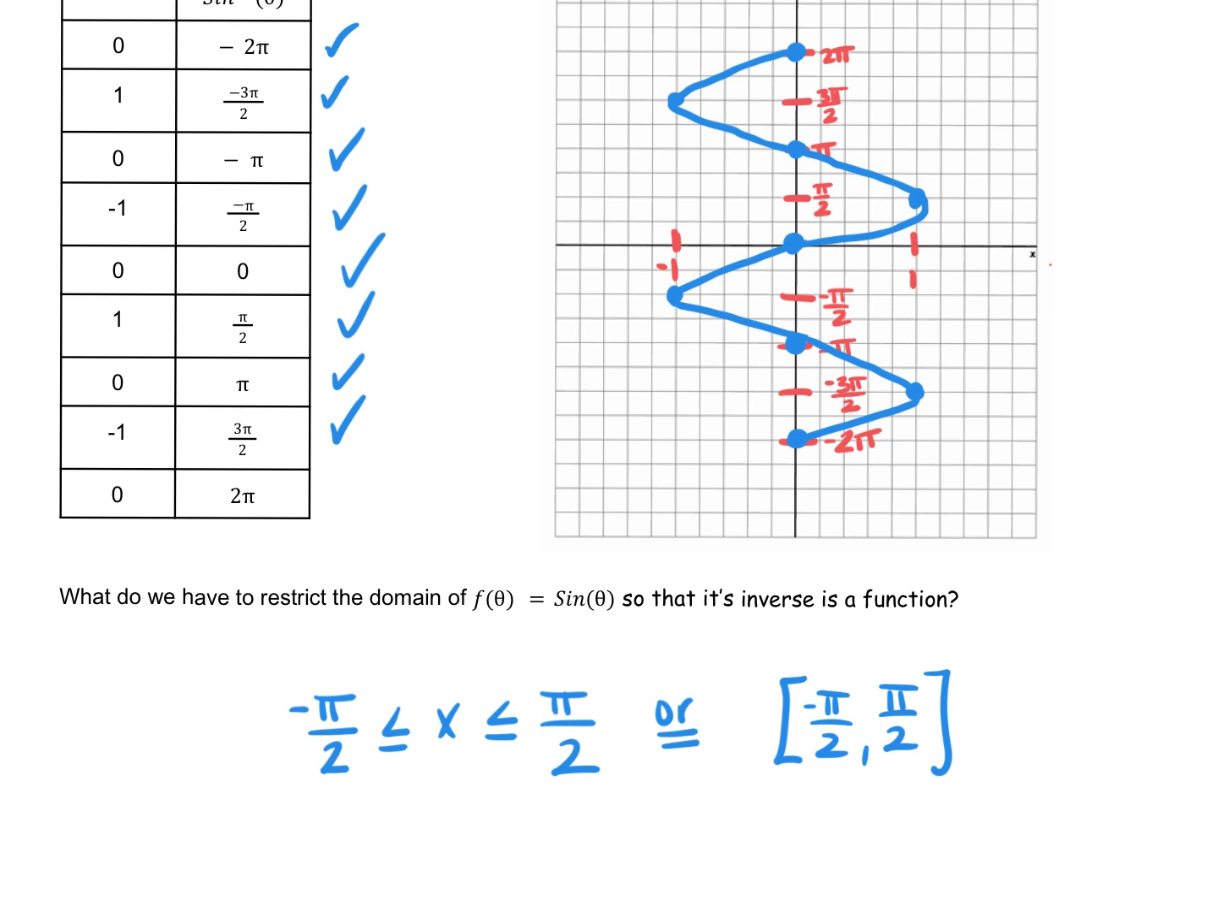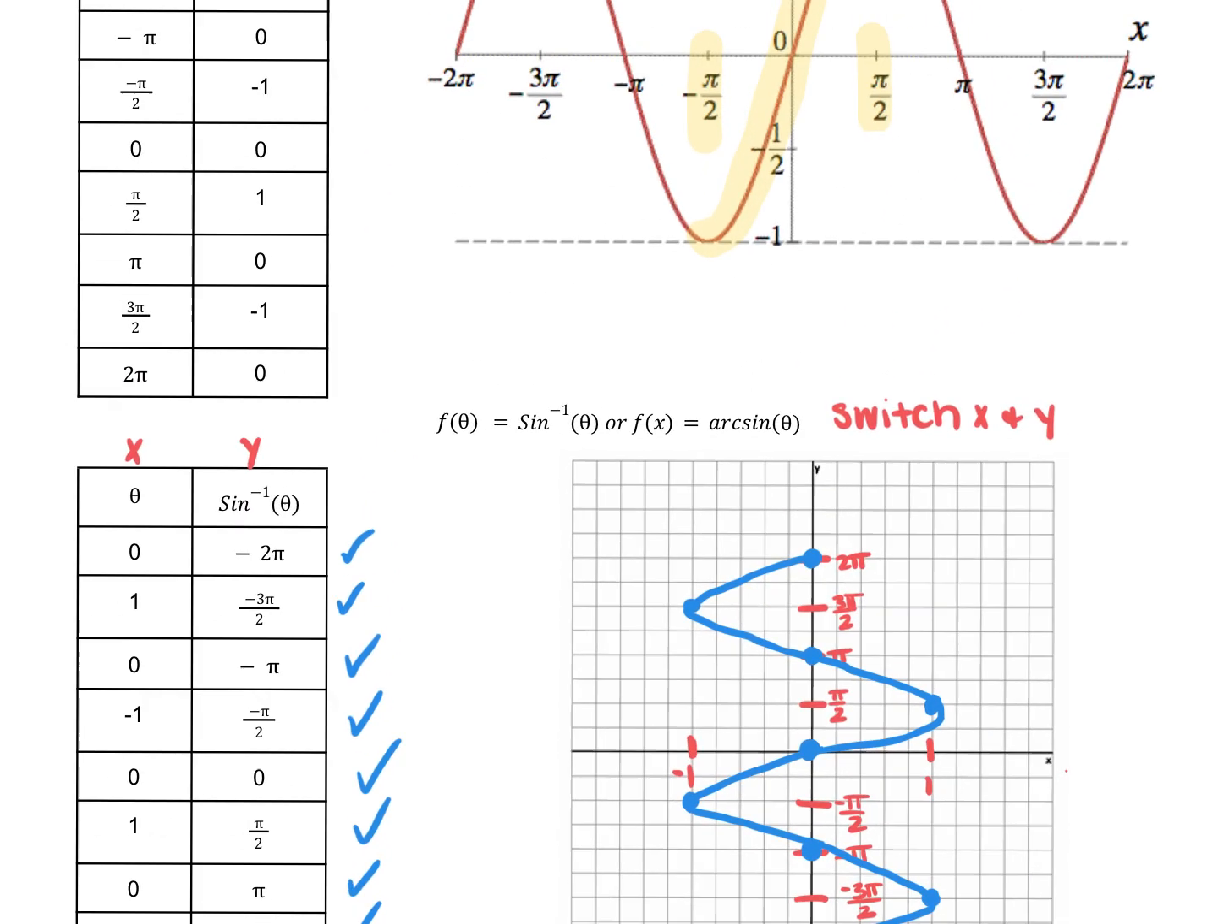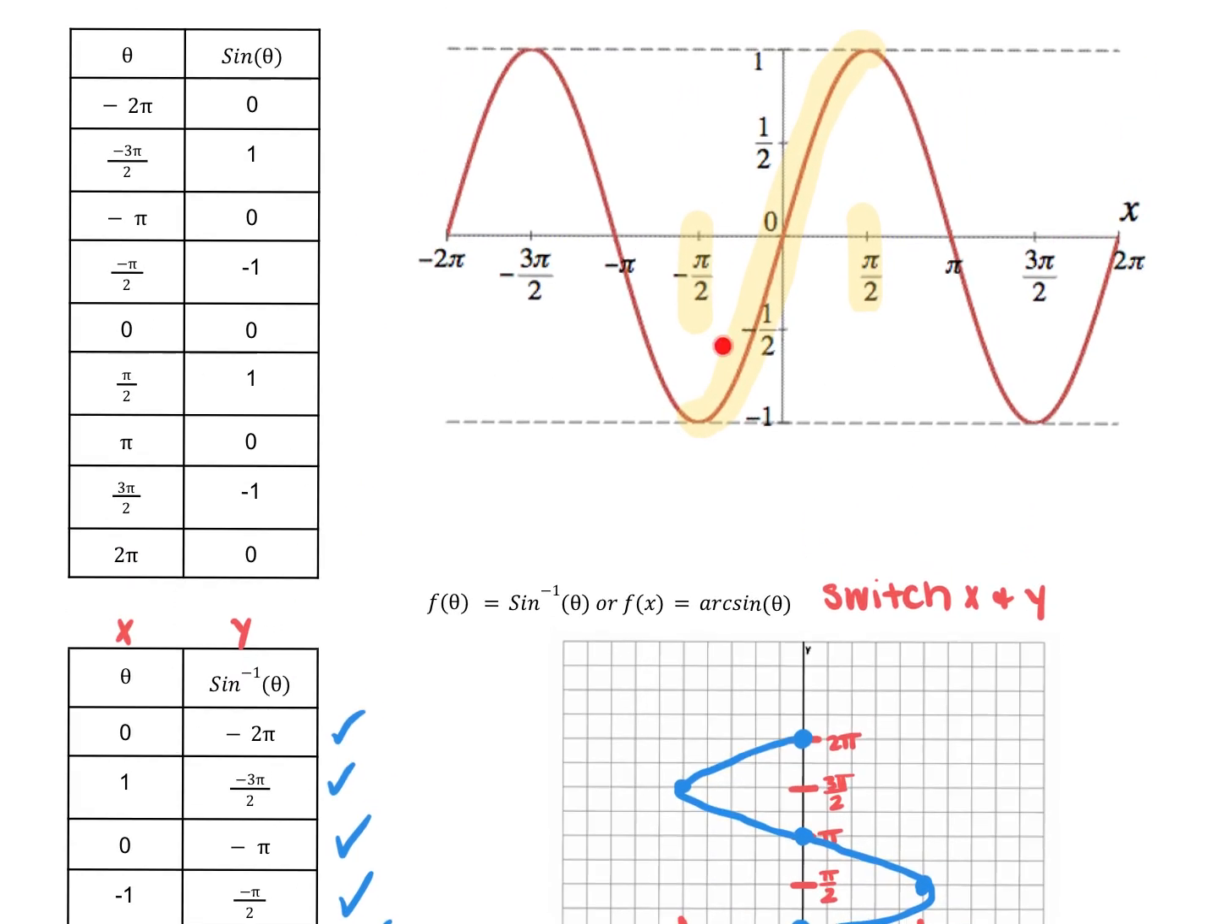This is something that just needs to be memorized, or if you have a really good grasp of what sine looks like, you could always graph sine and then look for where it passes the horizontal and vertical line tests such that it's hovering around 0. All right, let's take a look at the next graph.